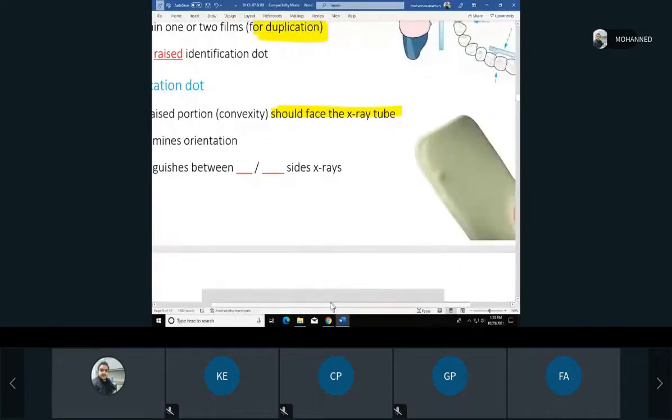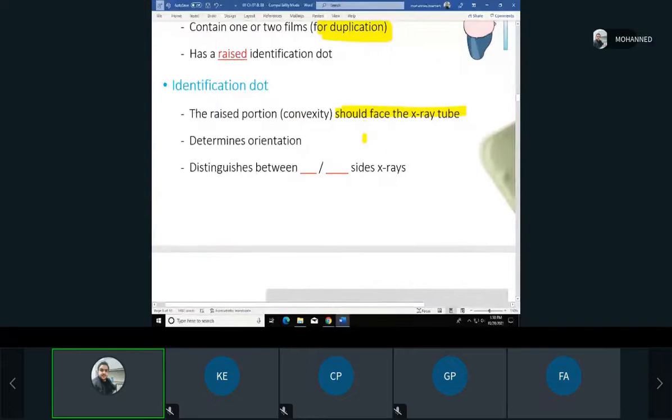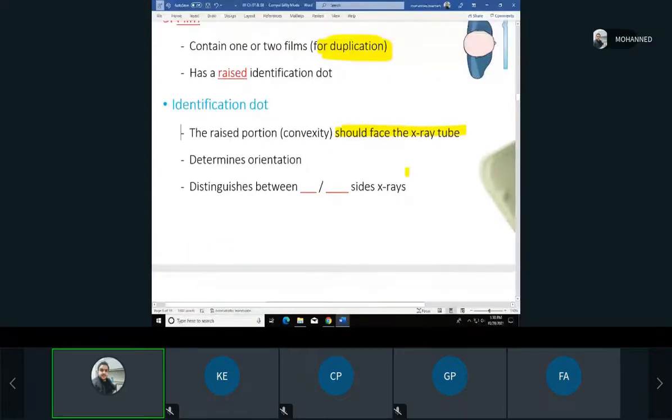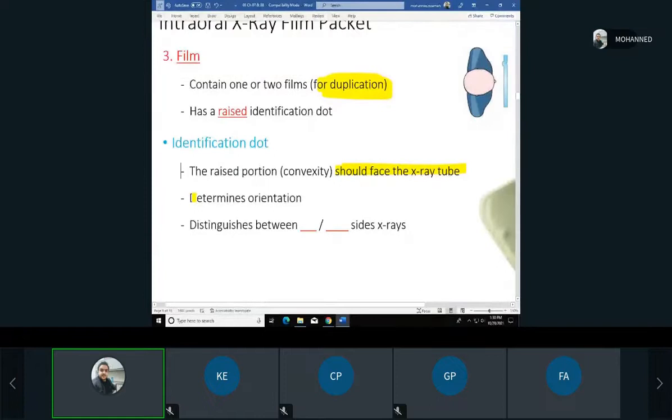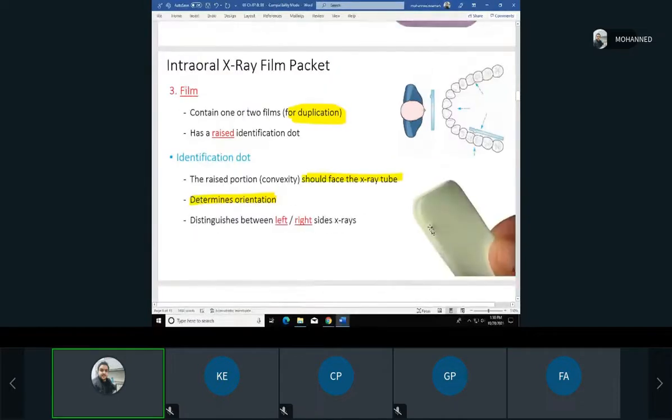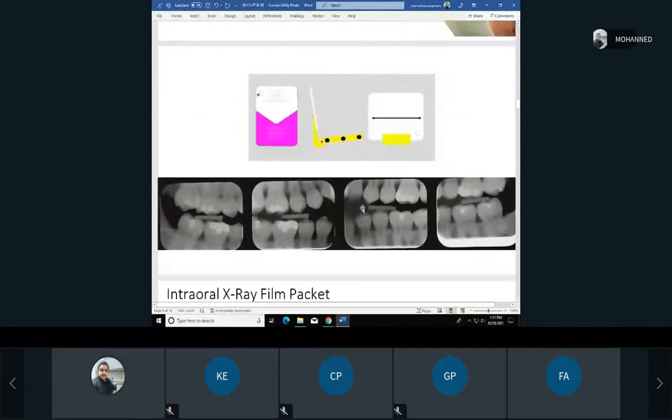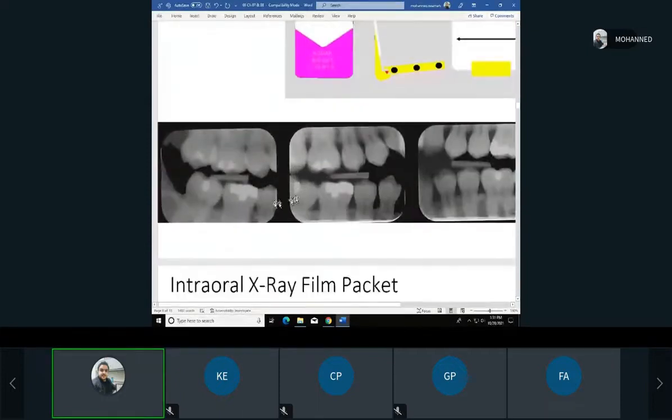That's an important thing, to help us not place it incorrectly inside the patient mount, not place it backwards. It helps with the orientation again. So we know it's not placed backwards, it's placed forward. This is where the tube head should be. And it can distinguish between the sides of the x-ray. So how does that work? I think I did explain it, but I want to explain a little bit more. It helps with the left and right. Again, it can be a letter as well.